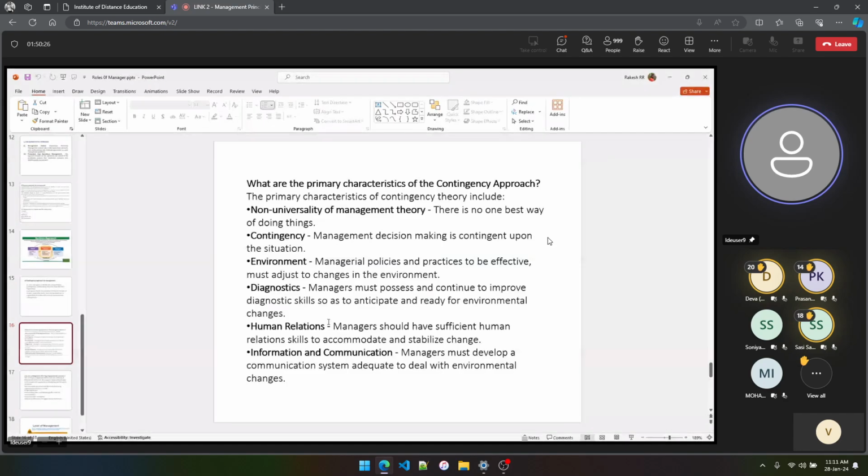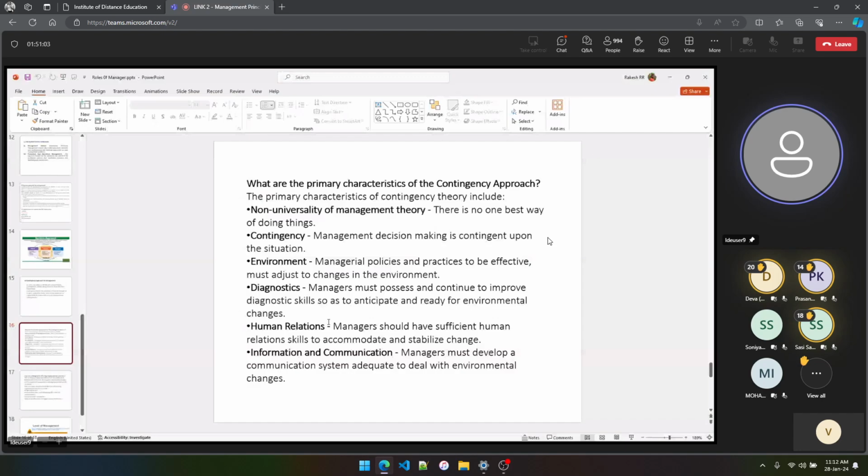Okay, there are certain changes. That is why we saw that management is flexible. It should be flexible. Contingency: management decision making is contingent upon the situation. See, the decision will be according to the time. Okay, so an example: if you are an administrative manager, you're looking into a problem where 4 or 5 of our employees, workers have come late. Okay, there might be many reasons. Many reasons will be there. Okay, but you should analyze that.